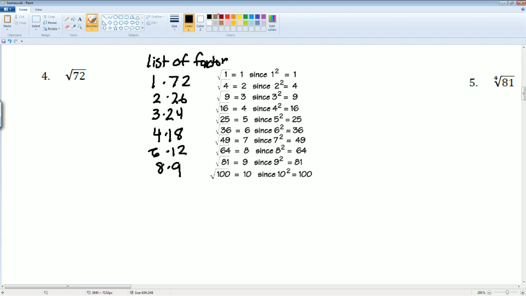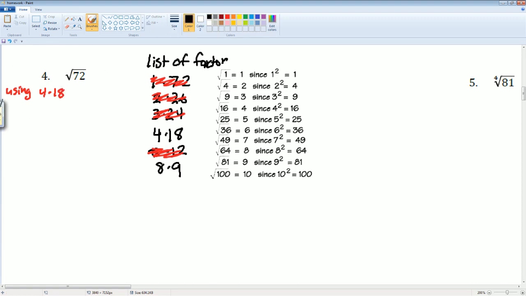All right, so let's look at all the good stuff. 1 and 72, no. 2 and 36, no. 3 and 24, 3 is not one of them. 4 and 18, yeah, 4 is one of them. 6 and 12, no. Ooh, 8 and 9. These two are perfect, okay? And I'm going to show you both ways of doing it, okay? So I'm going to show you the first way, using 4 times 18, okay? So let me show you.